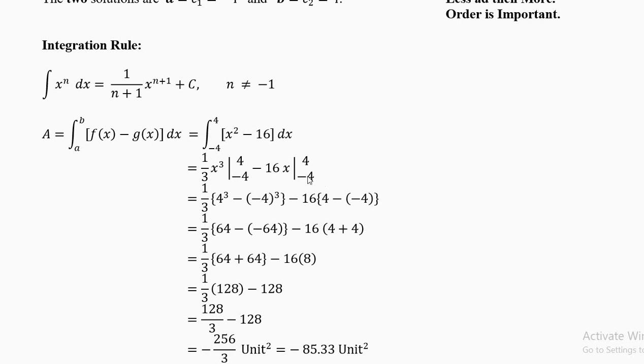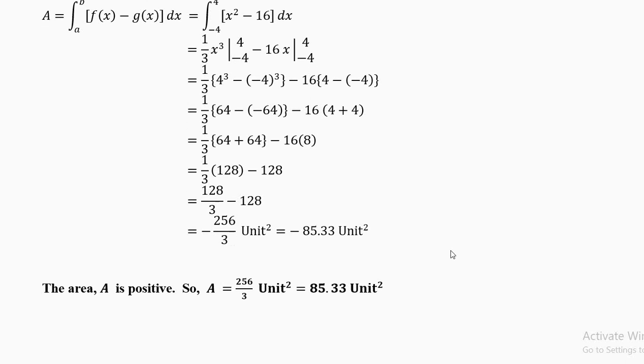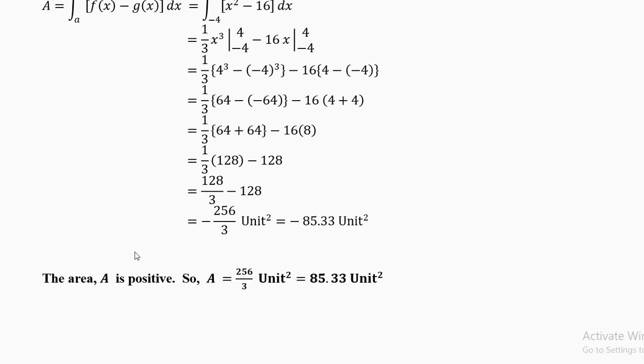Now let's look at the second one. Minus 16x going from minus 4 to plus 4. You will get minus 16 into bracket 4 minus minus 4. Okay, always put a bracket whenever you see a negative number. Now 4 minus minus 4 is 4 plus 4, which is 8. 16 into 8 is 128. So you have 128 by 3 minus 128. Small minus big, you are going to get a negative number. It is minus 256 over 3, which is equal to minus 85.33 units square. Now area is positive, so you have to remove the minus sign. It is 256 by 3. Do not write minus 256. Area is positive, so it is 256 by 3.